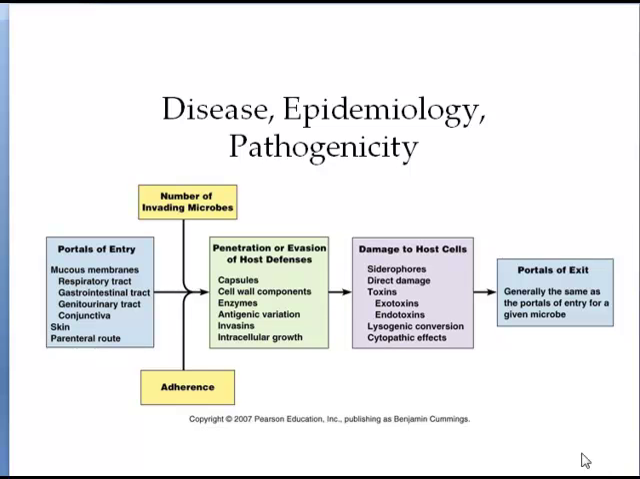This chart is very interesting because it shows the portals of entry for many of these pathogens, and we will go into these later too. You can see the mucous membranes, whether that's the lining of the respiratory tract, the GI tract, the urinary tract, or the conjunctiva of the eyes, are mucosal entries for a microorganism. Another entry is through the skin and parenteral routes.